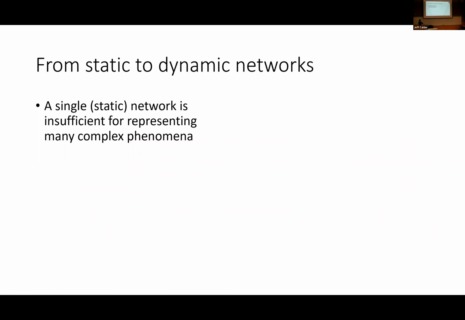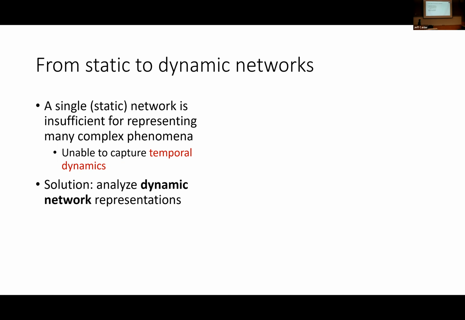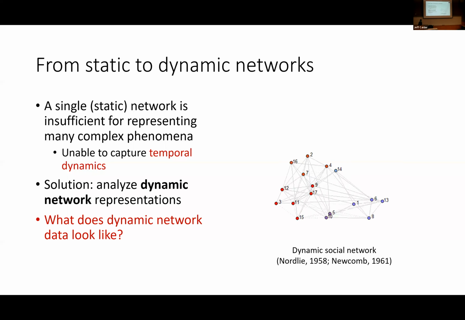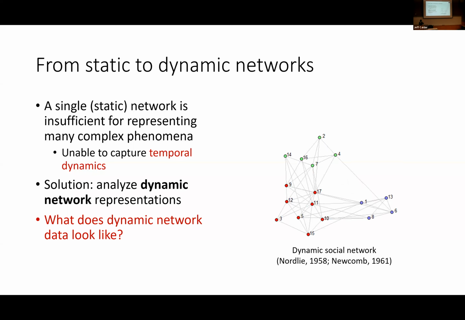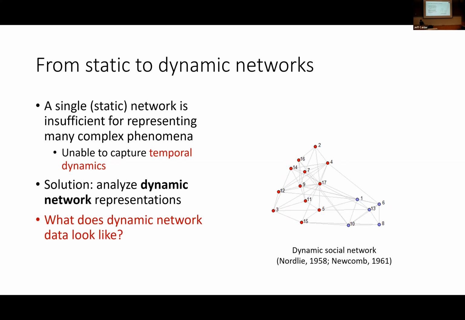Now, what I showed you there was just for a single network or a static network. That's just a single snapshot, and that snapshot is insufficient for representing many complex phenomena. In particular, it's unable to capture temporal dynamics. Most complex systems we're interested in modeling change over time. And so the solution here is to analyze these dynamic network representations where the structure of the network is changing over time. And then, the question is, what does dynamic network data look like?